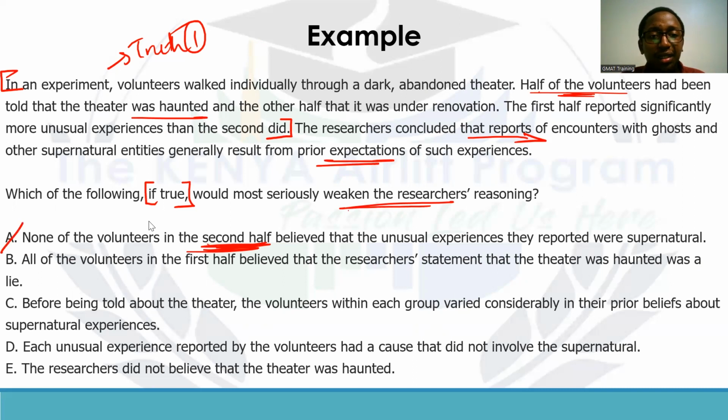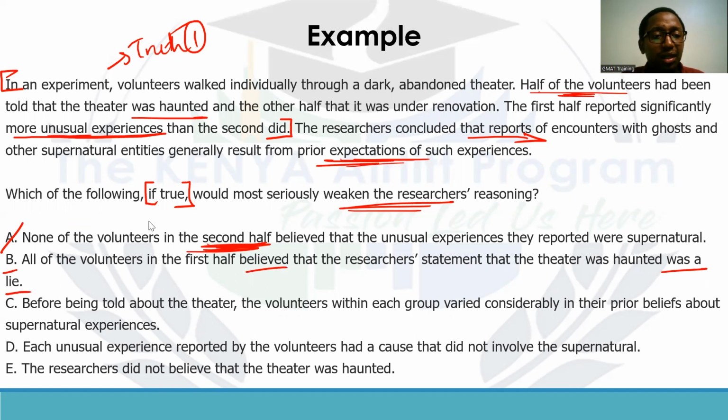So because we are weakening the researchers' reasoning. So B, all the volunteers in the first half believed that the researcher's statement that the theater was haunted was a lie. So all of them believed it was a lie, and yet they reported more unusual experiences. So if this is the case, this means that being told that the theater was haunted didn't really have any effect on them. So these unusual experiences they had weren't based on prior expectation of such experiences. So we can keep B.